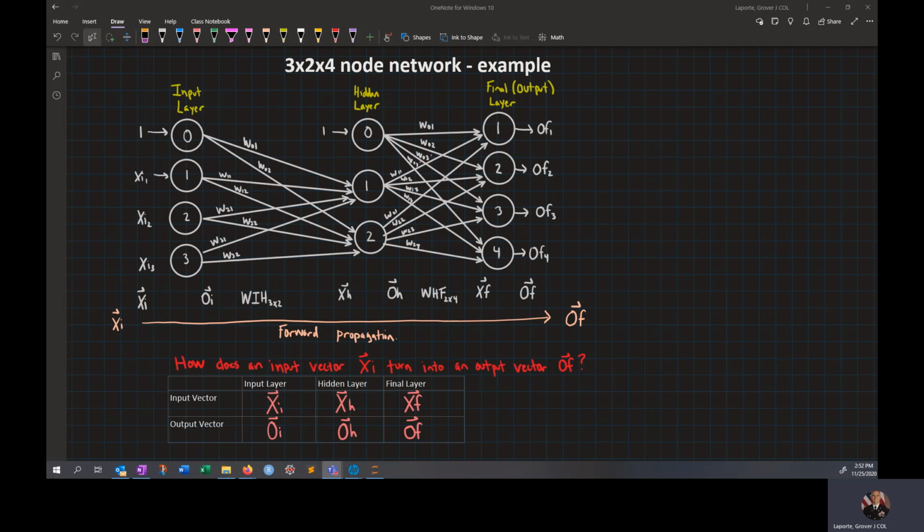All right, the next video in day 2 of neural networks is to talk about forward propagation. Before we can talk about forward propagation, we need to talk about what's called the architecture of the network.